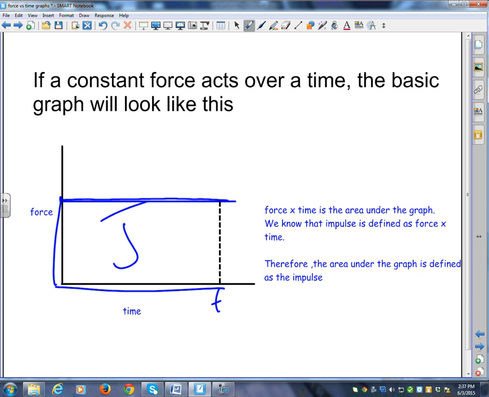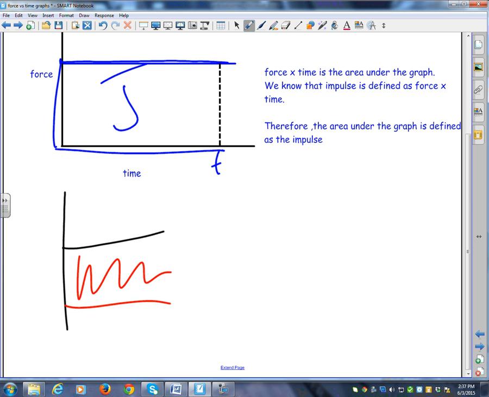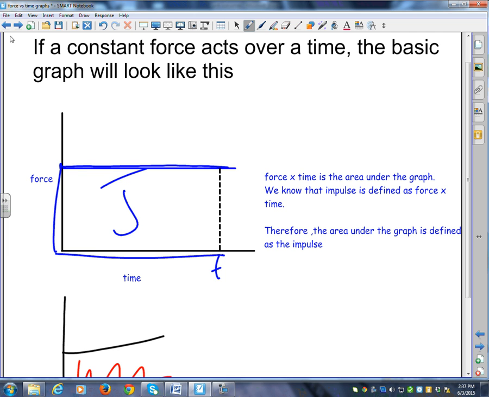You'll survive. So the impulse is the area under the graph, right? And again, if it's negative, if it's like this, then it's that area there, right? Okay. All good? Yeah?